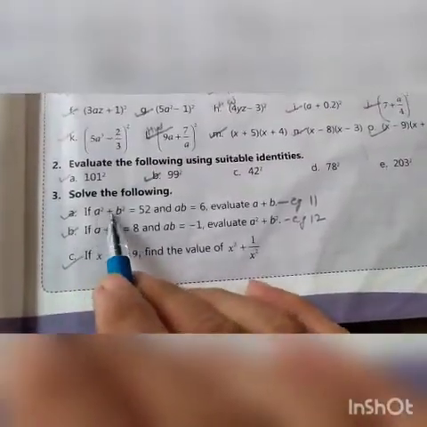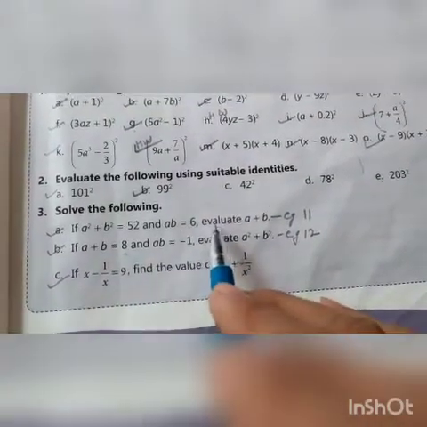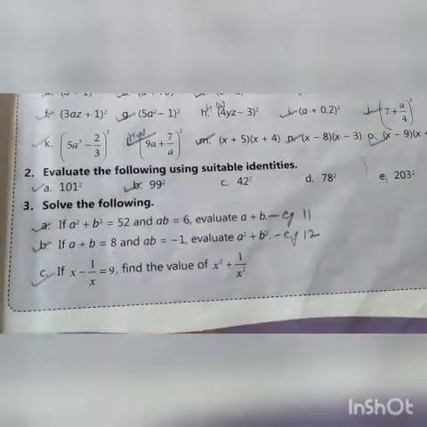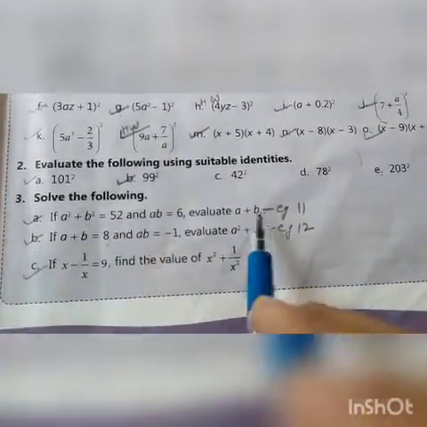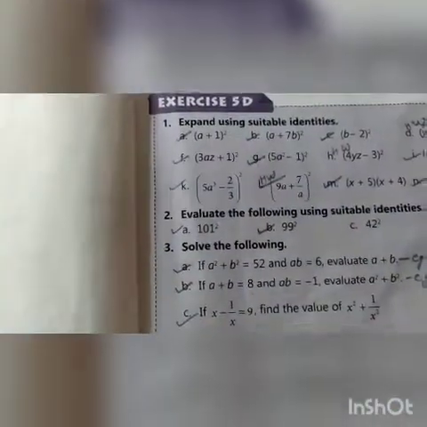Now come to third A question. If a square plus b square is equal to 52 and ab is equal to 6, evaluate a plus b. This question is the same as I explained in example 11. So you will do it yourself. Now come to example 12.